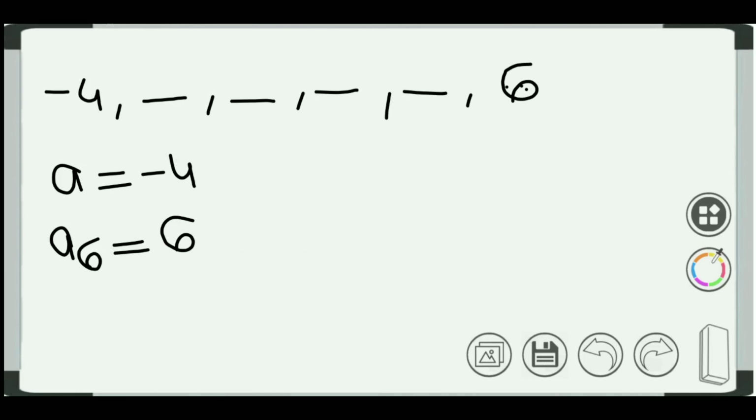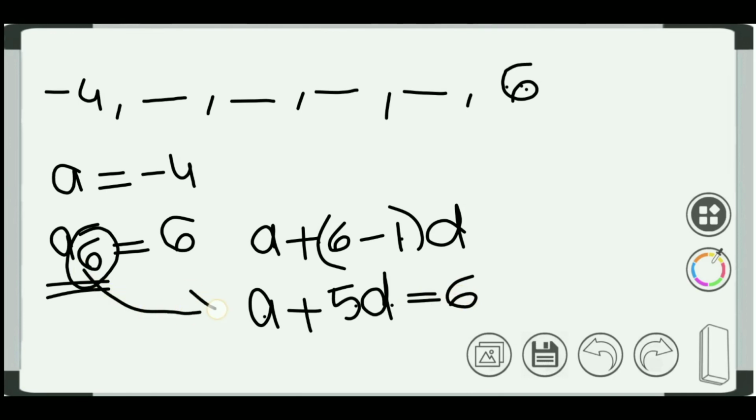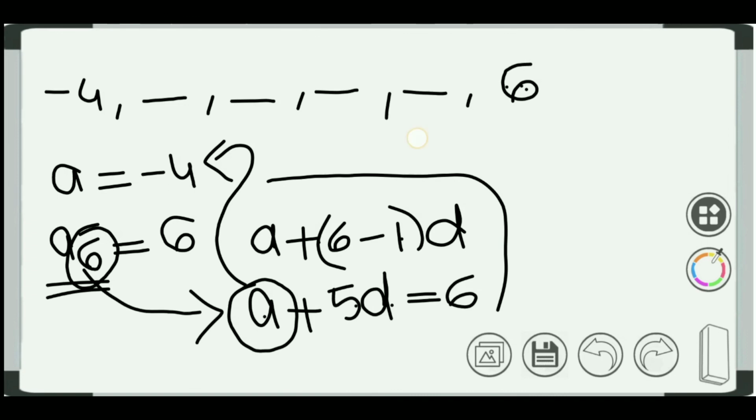Can you expand A6? A plus n minus 1 into D, n is 6. 6 minus 1 into D. A plus 6 minus 1 is 5, 5D. So can I write A plus 5D equal to 6? I just expanded this A6 like this. So you have the value of A as minus 4. So I am substituting the value of A as minus 4. Minus 4 plus 5D equal to 6.